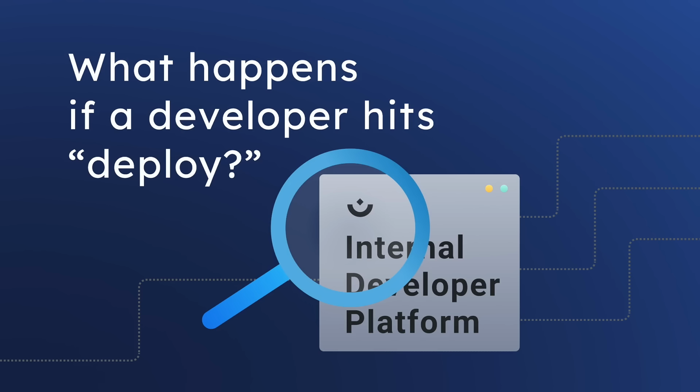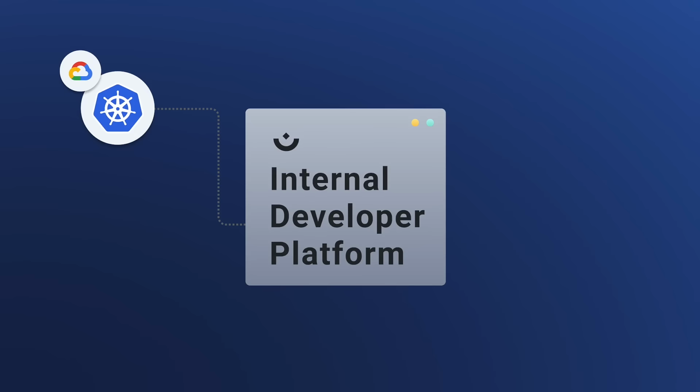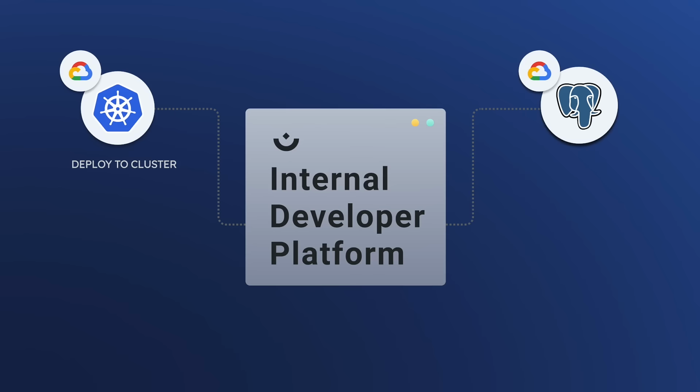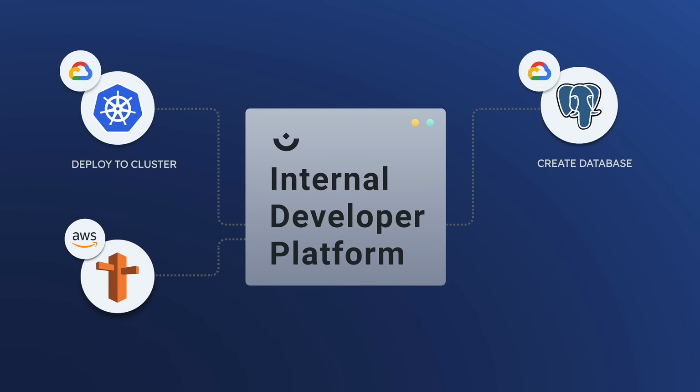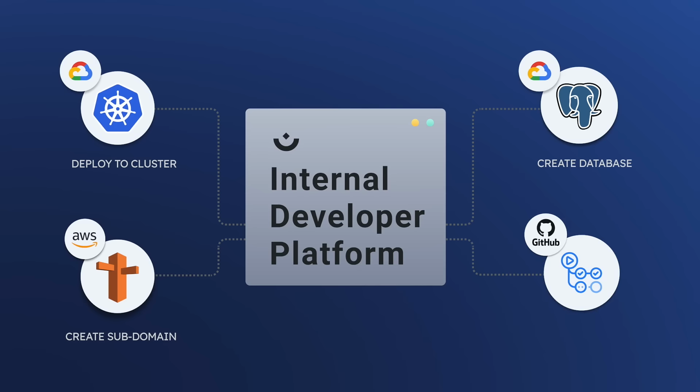It's essential to understand that an internal developer platform will do exactly what you, as an ops team, have told it to do. Here is what you asked it to do for our example. You connected a GKE cluster and told the platform to deploy to it. You connected a Cloud SQL instance and told the platform to create new databases. You connected a DNS provider and told the platform to create new subdomains as required. And you connected your CI pipelines for the two container images so that the internal developer platform is informed when a new image is available.